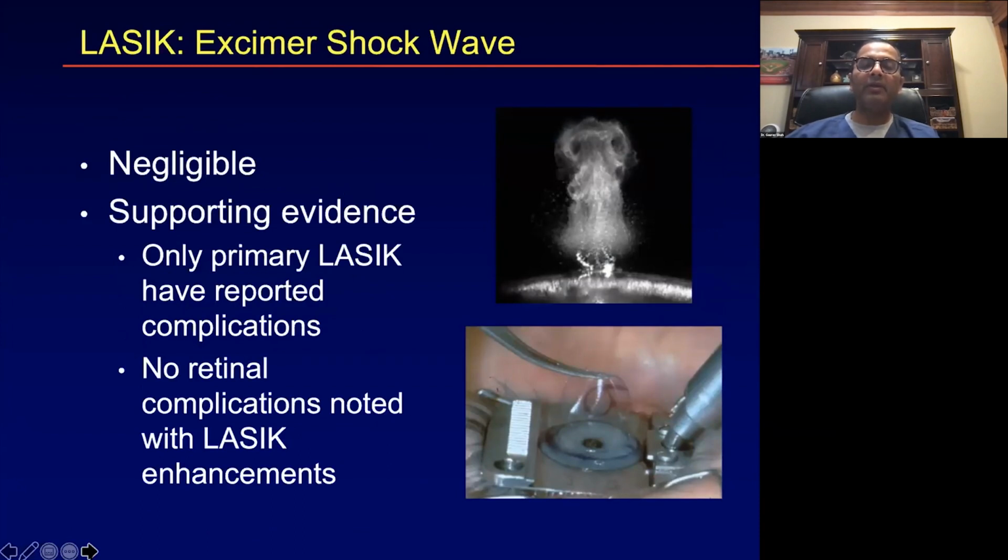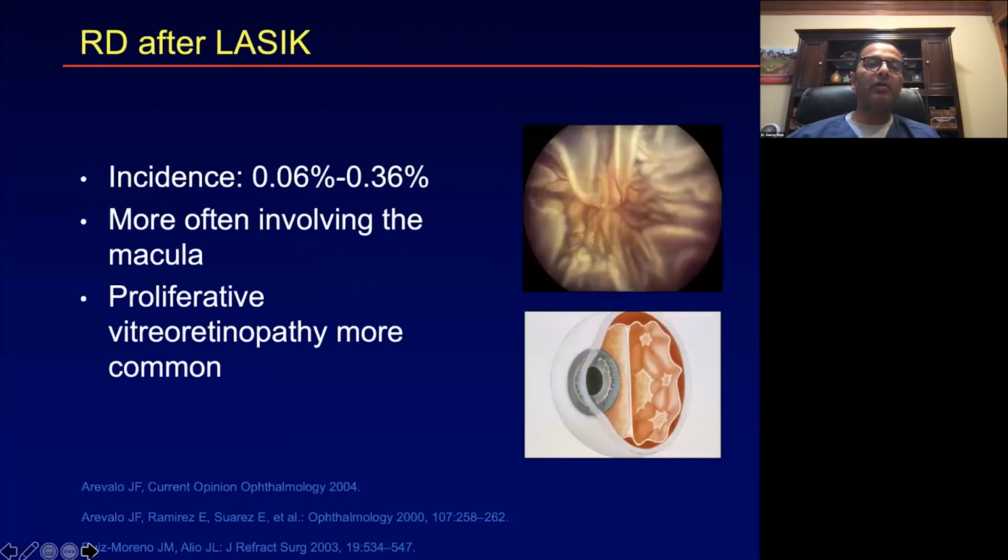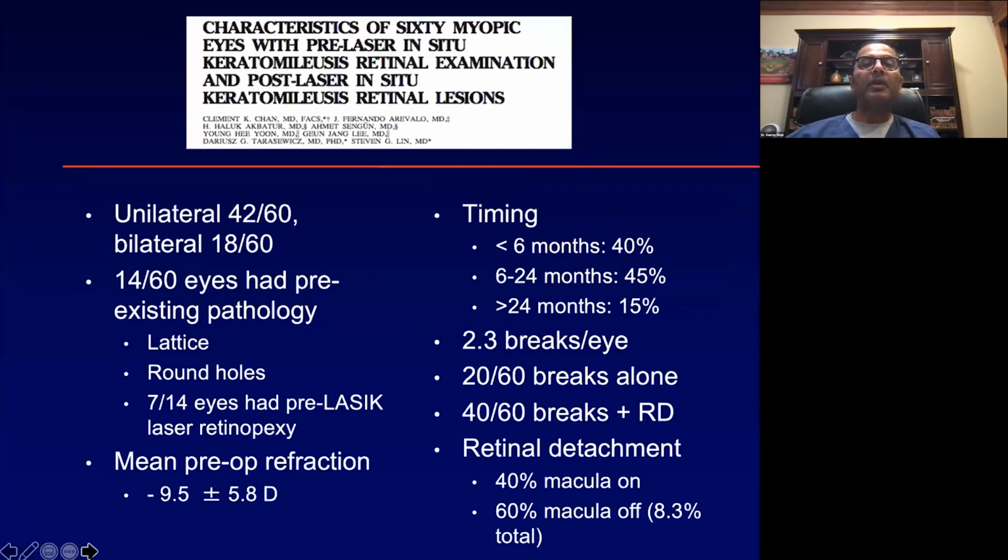I typically have not seen too many patients right after LASIK. They get it afterwards, maybe a year or two, but again, they're high myopes. So it's really not the procedure itself, but the vitreous issue that caused it. So the RD after LASIK more often involves the macula. PVR is more common, and the incidence is about 0.36 to 0.6%. If you look at the timing, this shows you that most typically occur in the first 2 years after LASIK surgery.